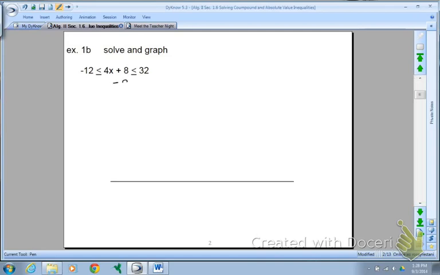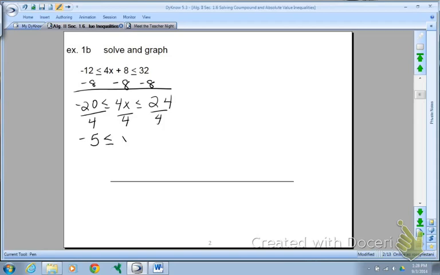We're going to subtract 8 on both sides. Negative 12 and a negative 8 is a negative 20. 32 minus 8 is 24. Then divide by 4. So that's negative 5 is less than or equal to x is less than or equal to 6.